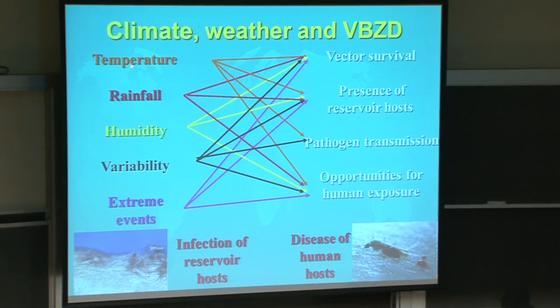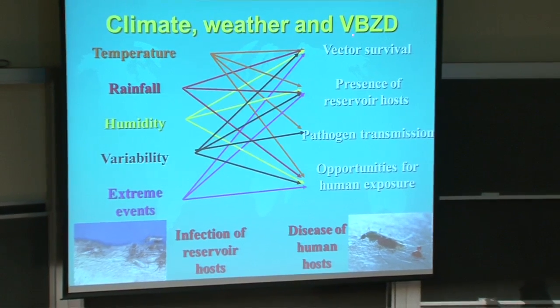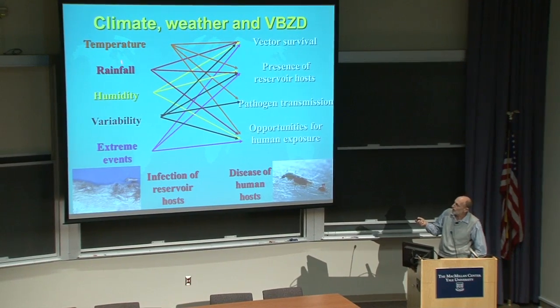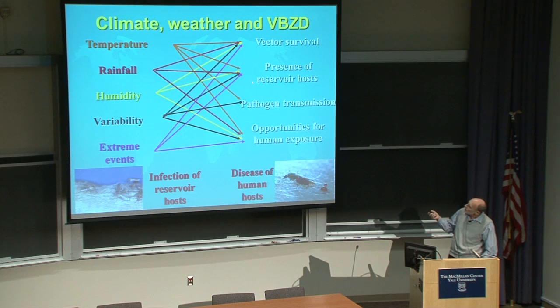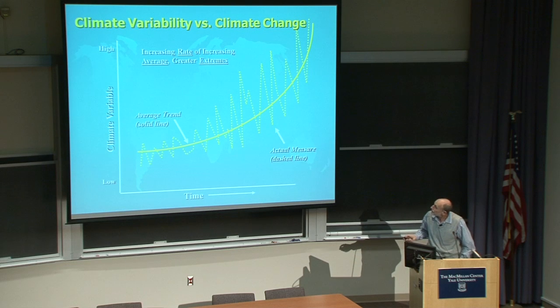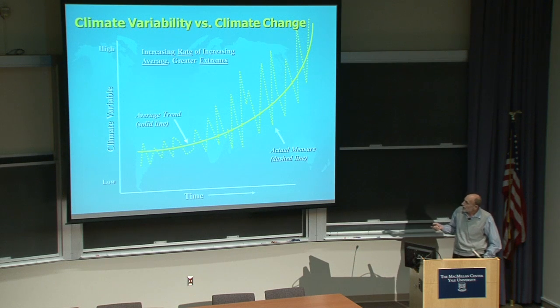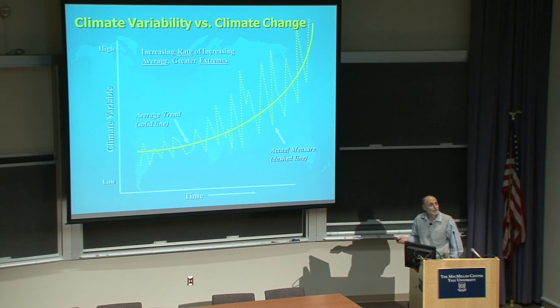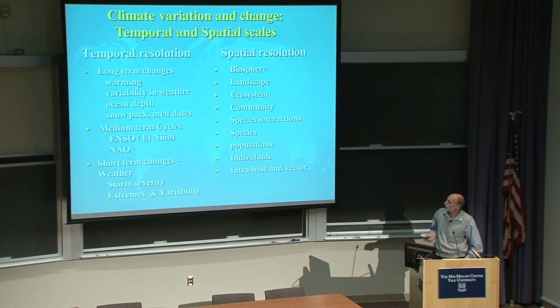So temperature may enhance vector survival, but be bad for the presence of reservoir host. The same for humidity, rainfall, and variability, which means that the impact of specific climate changes or complex climate changes on infection of reservoir hosts and on transmission of disease to humans is very difficult to predict. And not only that, and again, a point that was already well made, is that not only are we talking about climate change, but we talk about increasing climate variability. So trying to predict how those changes will impact the transmission of a vector-borne zoonosis is not a trivial exercise.